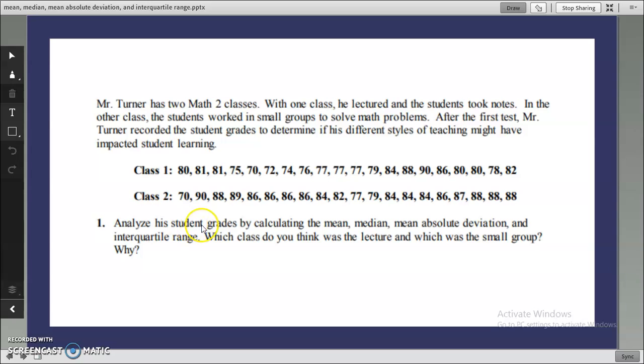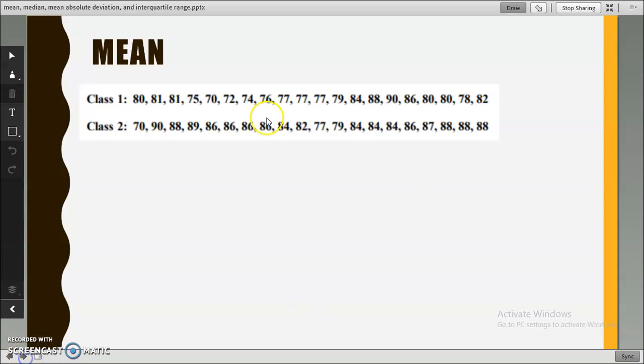It says analyze his students' grades by calculating the mean, median, mean absolute deviation, and interquartile range. Which class do you think was the lecture and which was the small group? Why? Okay. So before we even begin to answer those questions, let's go ahead and calculate.